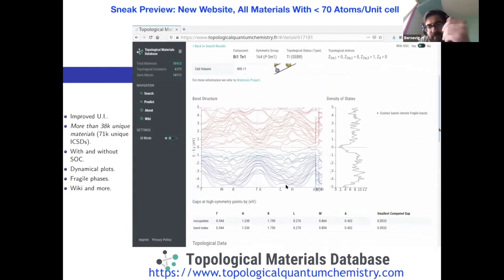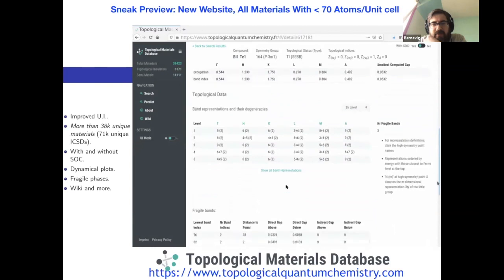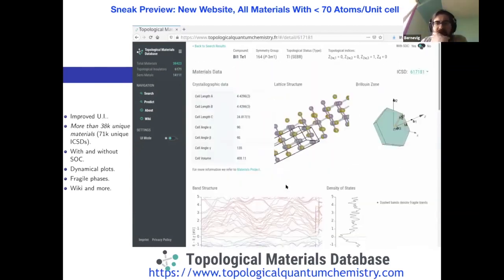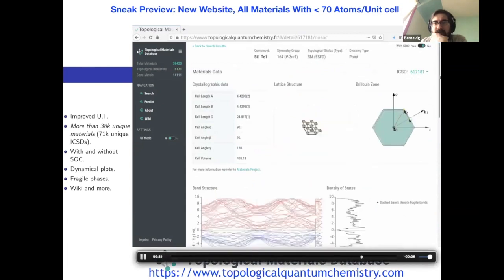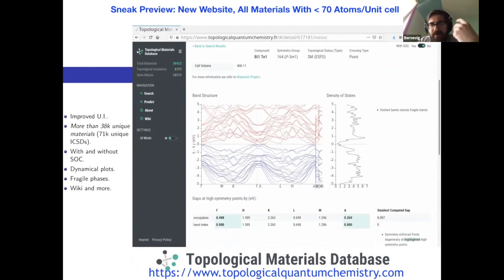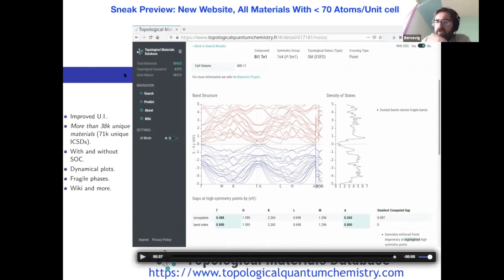And for example, that band was a fragile topological band. You can get the representation below the Fermi level, and you can get many things about the materials, including their properties without spin-orbit coupling, and including a search based on indirect band gaps, which is information that's not given by topology.